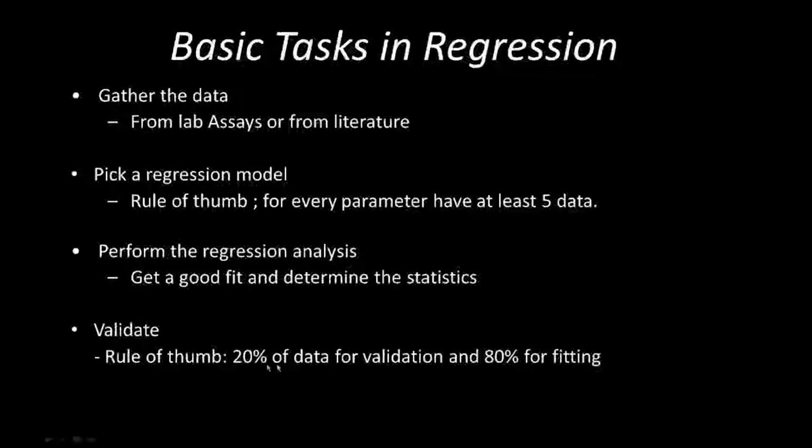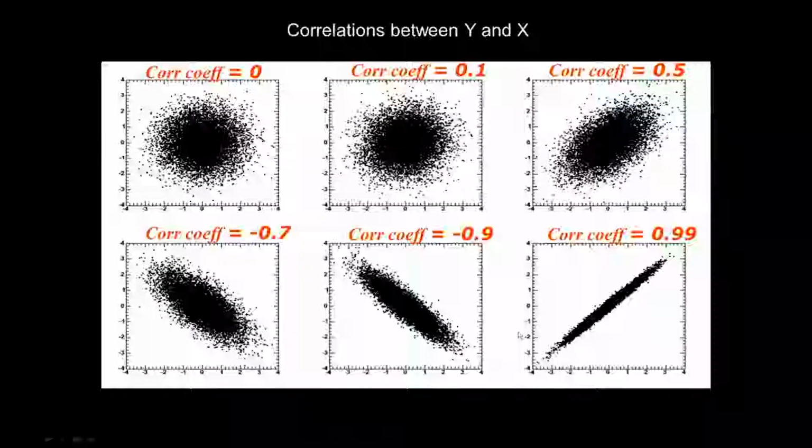The rule of thumb is 20% of the data for validation or test, 80% for training or fitting the data. That's very important. You can select the X which seems to have good correlation with Y. Y is your activity, X is your descriptor. If there is no correlation between Y and X, with activity on the Y axis and descriptor on the X axis, it may look like this: slight correlation, reasonably good correlation, very good correlation.